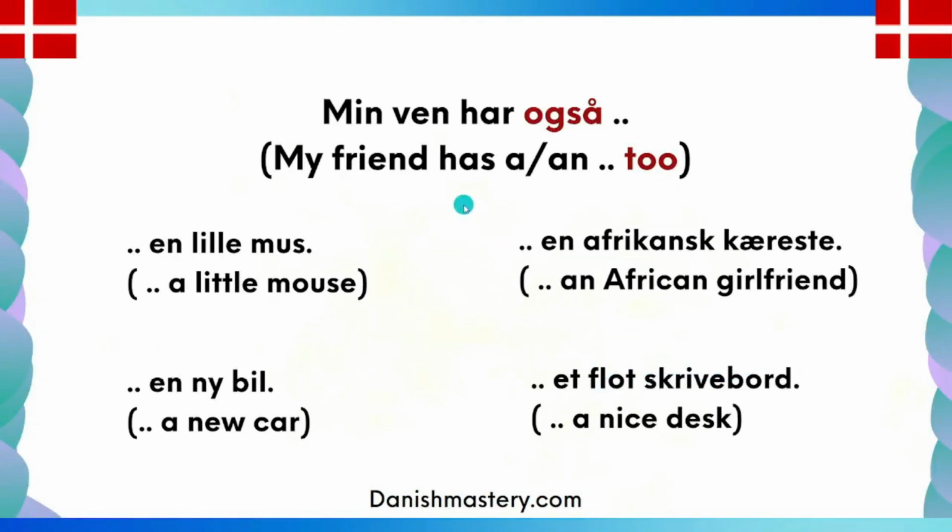Right? So it's pretty straightforward. There's not so much magic or hocus pocus about this. Just anything that could be a possession you can put here at the end. En lille mus, en ny bil, en afrikansk kæreste. It's not exactly a possession, but you know what I mean. Et flot skrivebord, and so on. Right? Min ven har også something.